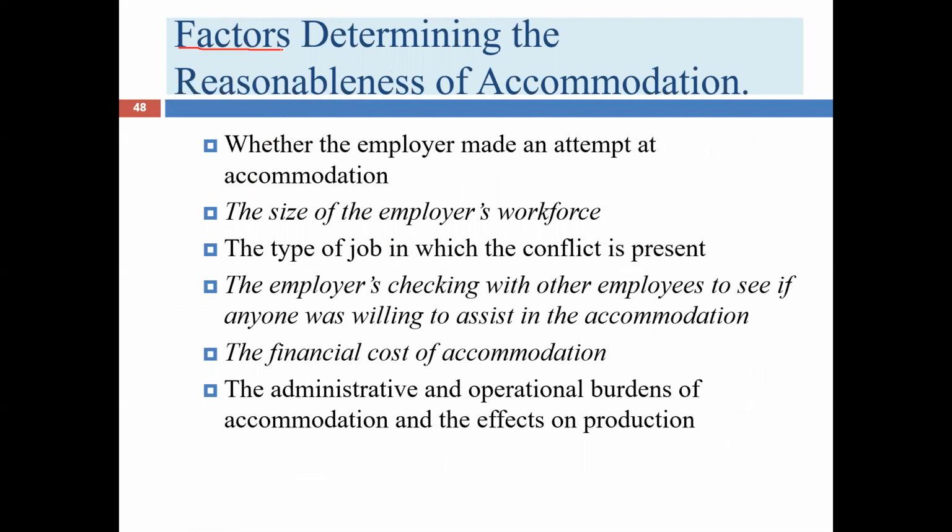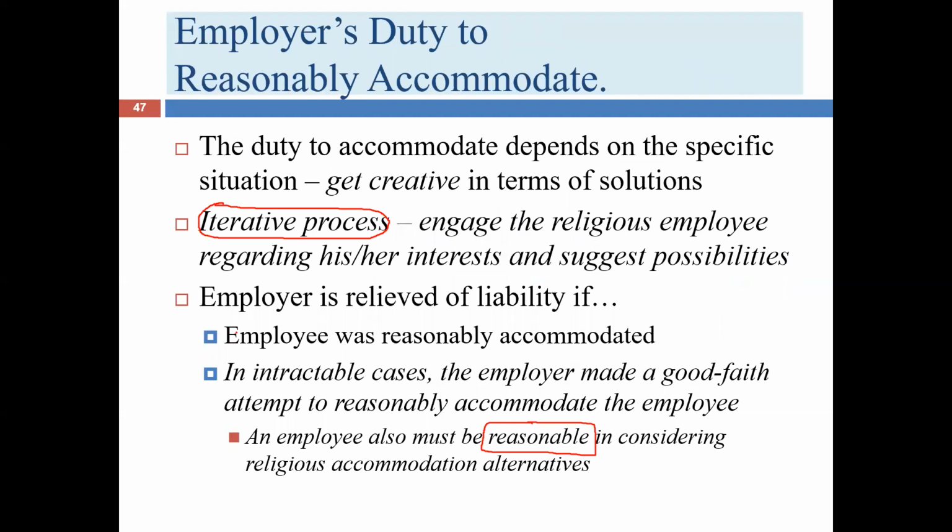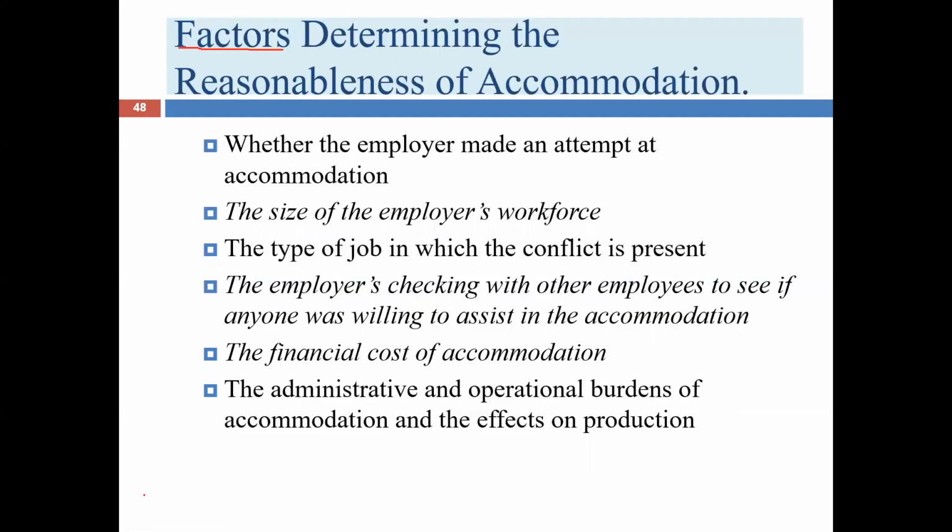So here are some things that might be factors in deciding whether a particular accommodation qualifies as a reasonable accommodation or whether it becomes an undue hardship. One, of course, is whether the employer tried. Did the employer actually engage in this iterative process? Did the employer sit down and listen and brainstorm and propose something along those lines? So, was an effort made?